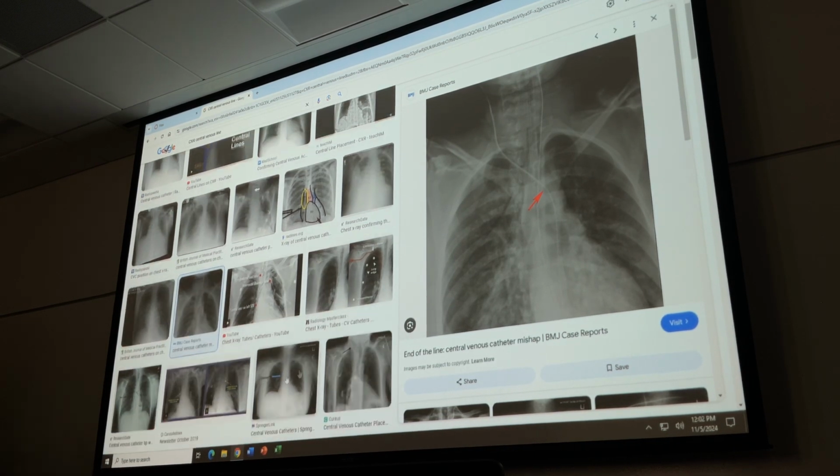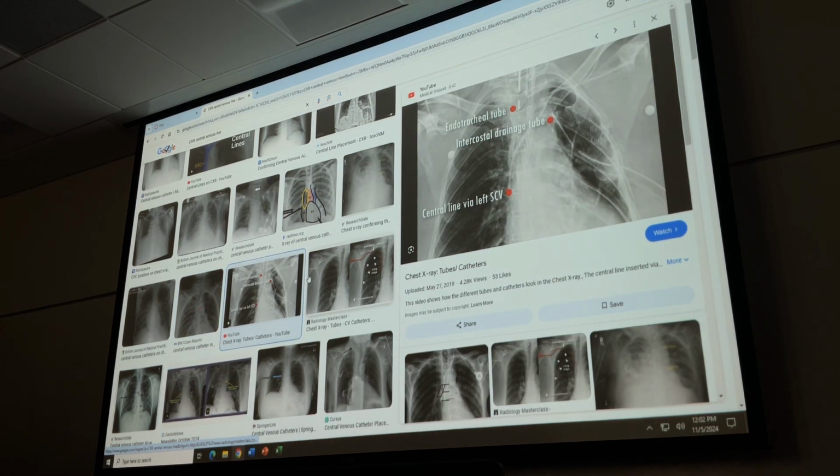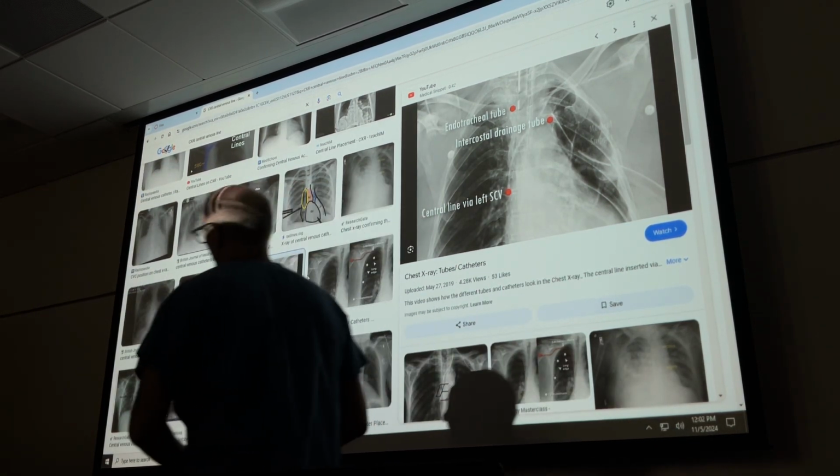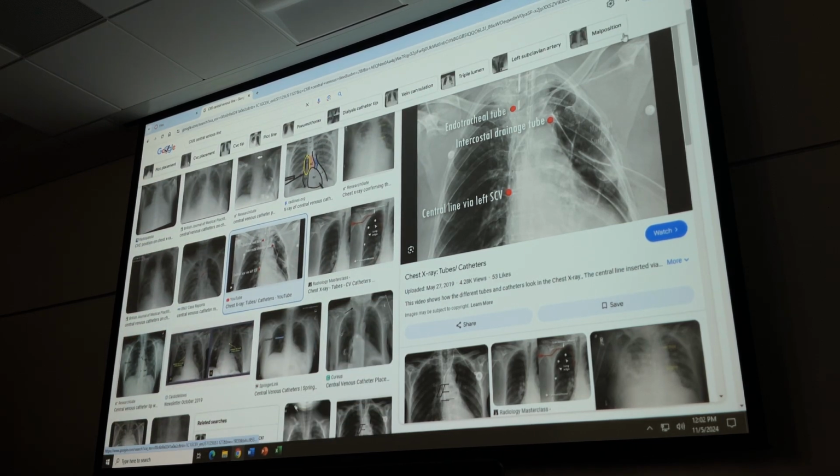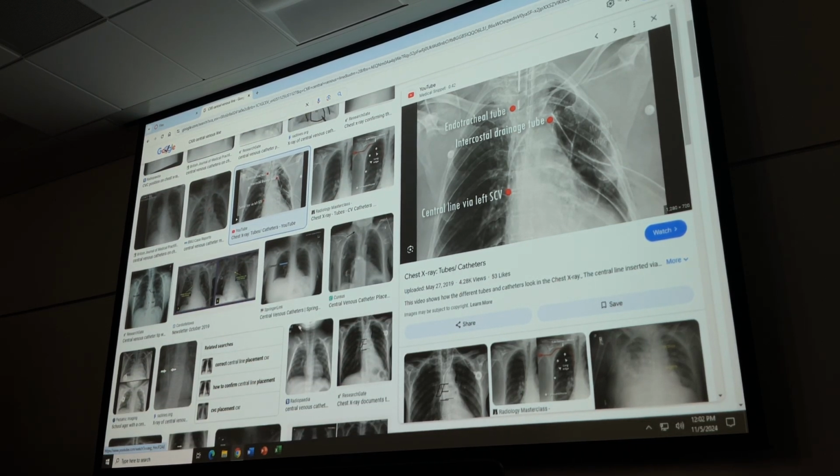Oh, here's one. So this is one. I'm gonna move it down so I can point at it. Okay. So anywho, there's this one here. They inserted this line into the subclavian vein. That's why it's around the clavicle. But we can see it crossing the body. So it's crossing in the left brachiocephalic vein, and then it's going all the way over to the right side of the heart, and it's disappearing in the superior vena cava.